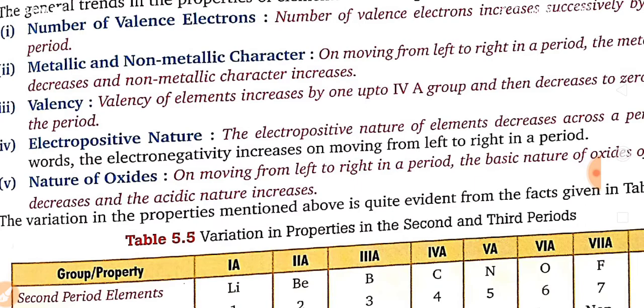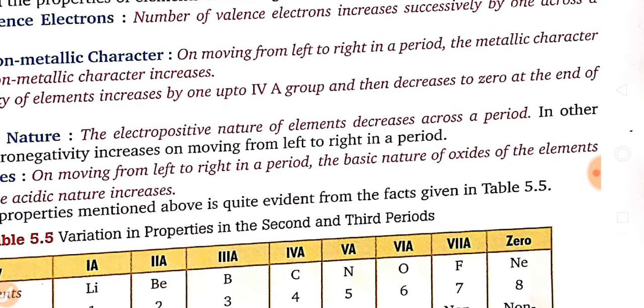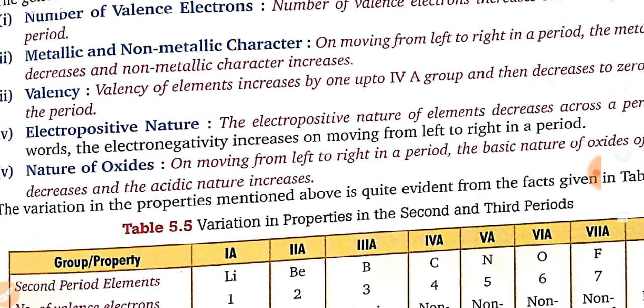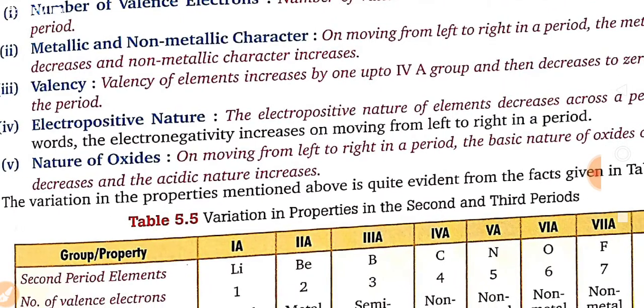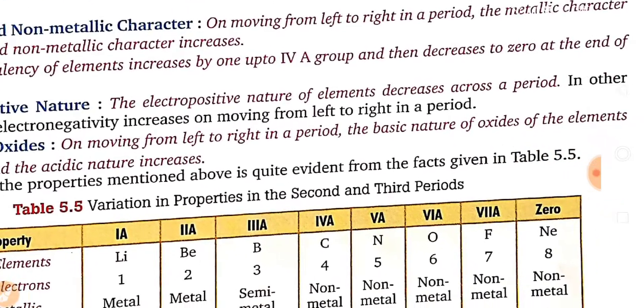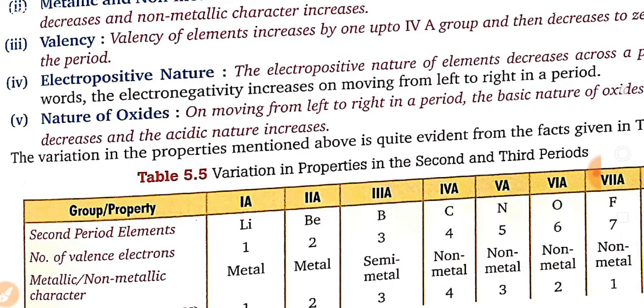Next, electropositive nature. The electropositive nature of elements decreases across a period. In other words, the electronegativity increases on moving from left to right in a period. Nature of oxides: on moving from left to right in a period, the basic nature of oxides of the elements decreases and the acidic nature increases. So there are some key points which you have to remember.